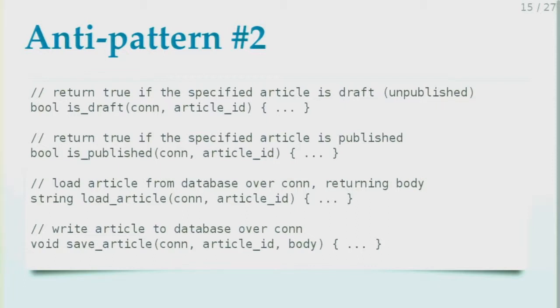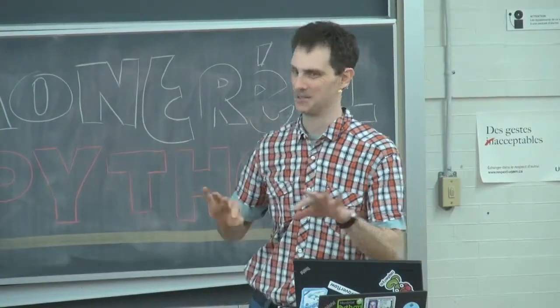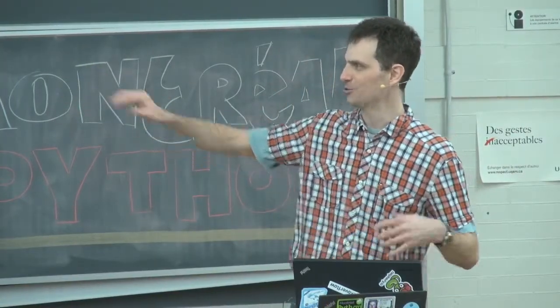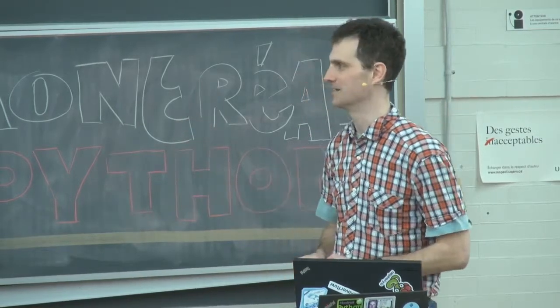The functions all take two common arguments, one of which is probably stateful, a connection, like maybe it's a connection to a database, an HTTP server, who cares? It's probably stateful or long-lived, something you don't want to throw away, whereas the article ID is just a common identifier. They're not exactly the same, but hey, they're all common. They all do stuff or tell you stuff about an article, whatever that is.